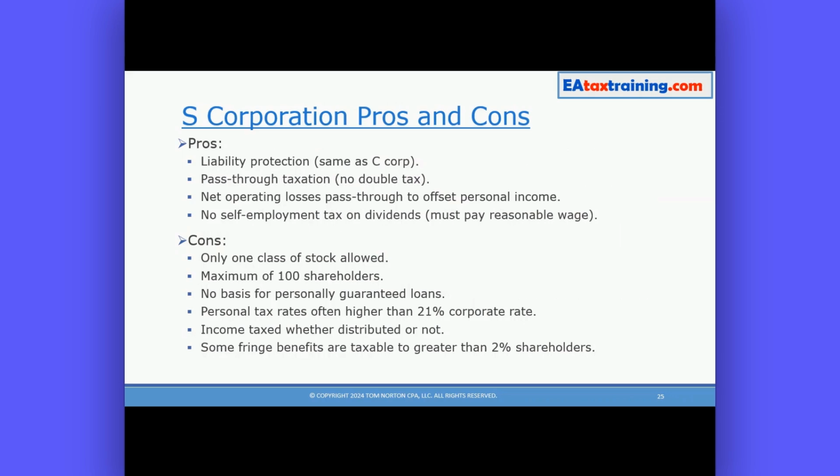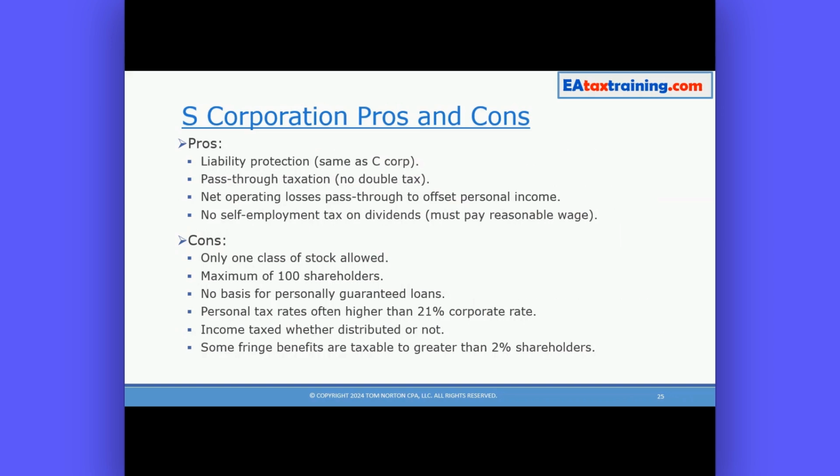So the pros and cons of an S corporation: you get the same liability protection as with the C corp, because remember, this S corp is just a tax concept. It's not a state law concept. So as far as your state is concerned, you're just a corporation. You're not an S corp or a C corporation. You're just a corporation. So you have the exact same liability protection, whether you are an S corp or a C corp for tax purposes.